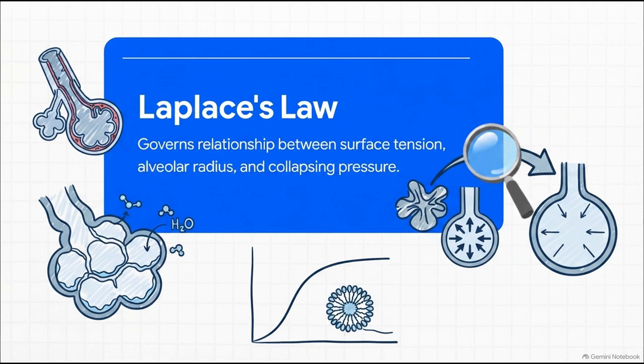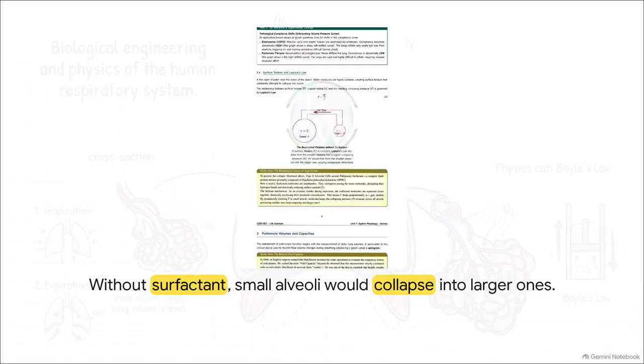So if left completely unchecked, physics dictates that your smallest airways would literally crush themselves. Fortunately, there's a biological fix, and it's an absolute game changer. It's a specialized lipid-protein mixture called pulmonary surfactant. Without this mixture lowering that surface tension, those smaller alveoli would simply empty their air into the larger ones and completely collapse, a condition known as atelectasis.